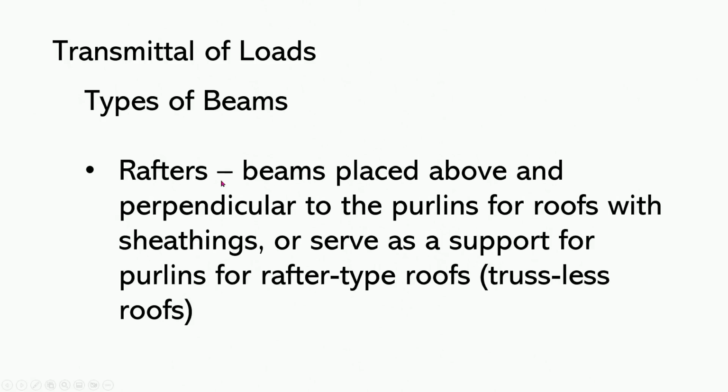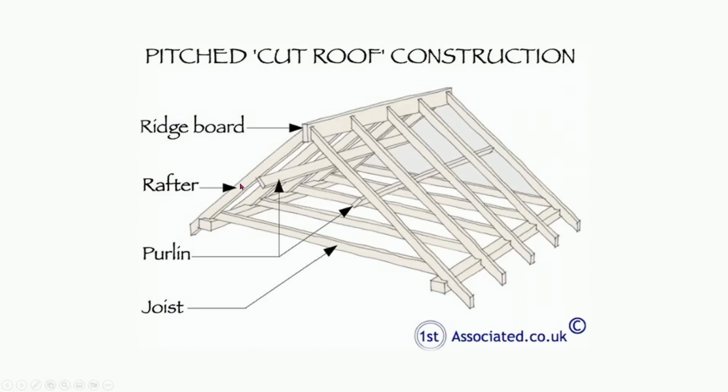And then we also have rafters, which are beams placed above and perpendicular to the purlins for roofs with sheathings or serve as a support for purlins for rafter type roofs. Now, rafters are used when our roofs don't have trusses. And so ito yung rafter natin.